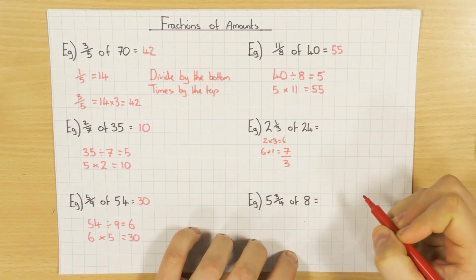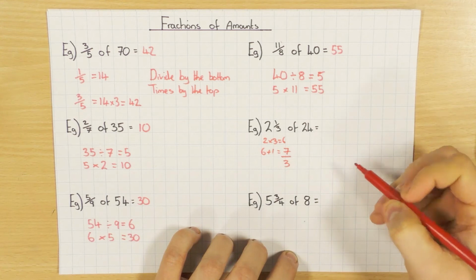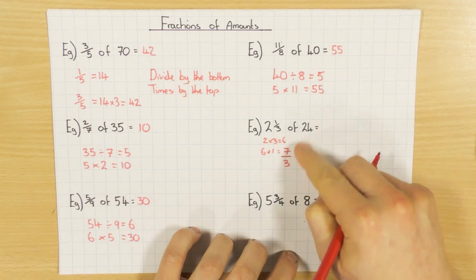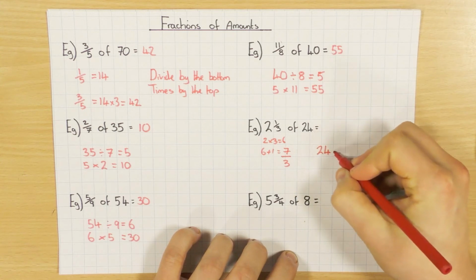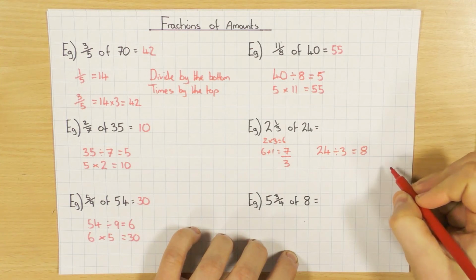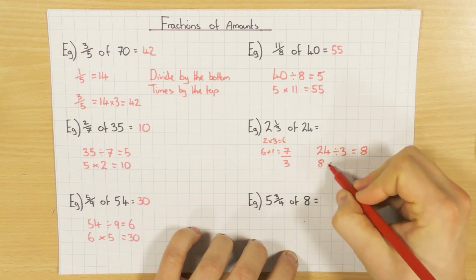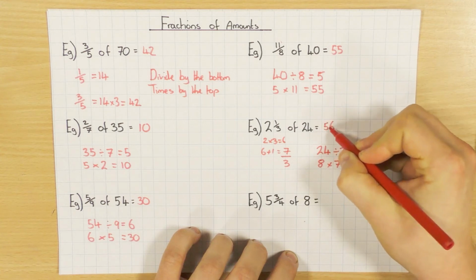Okay, so to convert that to a top-heavy or improper fraction, you'd have 7 over 3. So I want 7 over 3 of 24. I'm going to do exactly the same method. So 24 divided by 3, which will obviously give me 8, and then times by the top. So 8 times 7 is 56. So that there is 56.